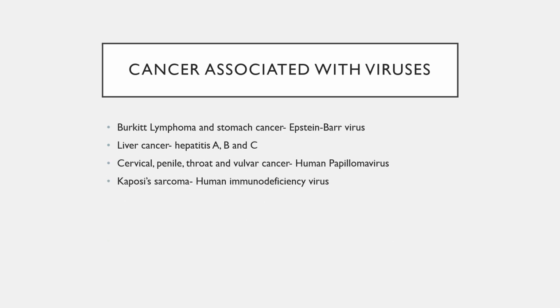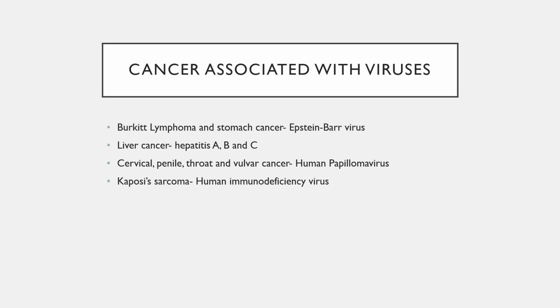There are many cancers associated with viral infection. For example, Epstein-Barr virus, or the herpes virus, is spread through the saliva and can lead to Burkitt's lymphoma and stomach cancer. Burkitt's lymphoma is a form of non-Hodgkin's lymphoma. It's basically B-cell tumors. The HBV virus, hepatitis B virus, is spread through blood and body fluids and can lead to liver cancer. Also, hepatitis C virus can spread through the blood and lead to liver cancer.